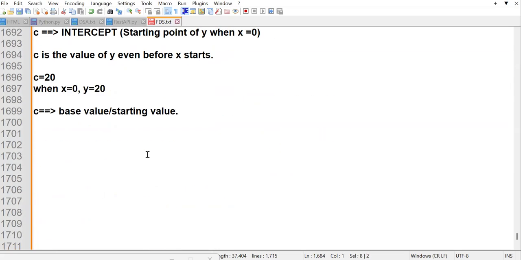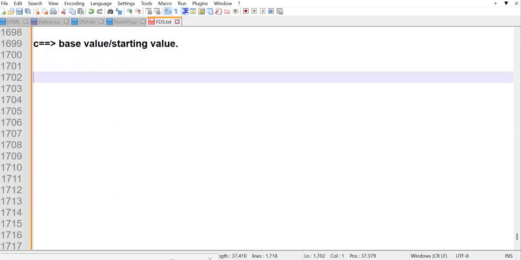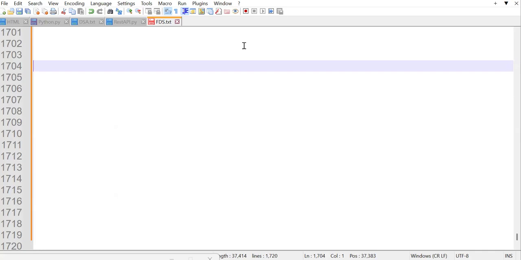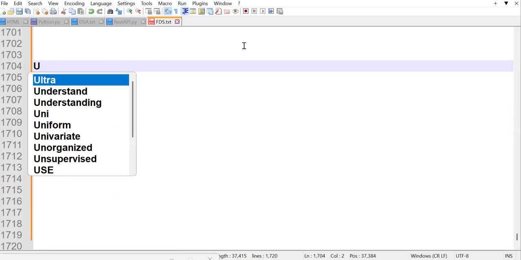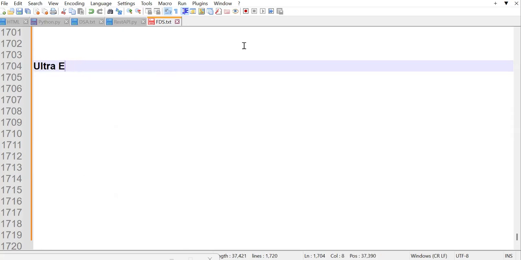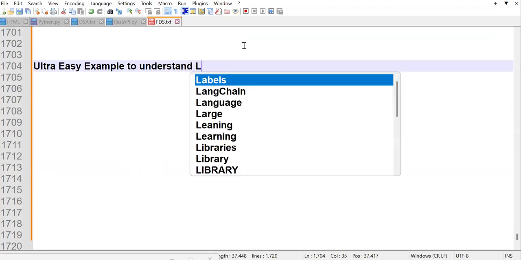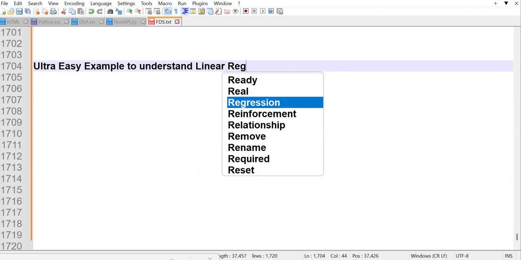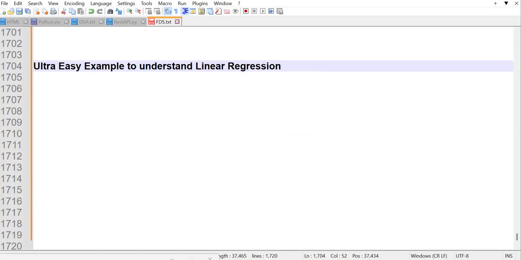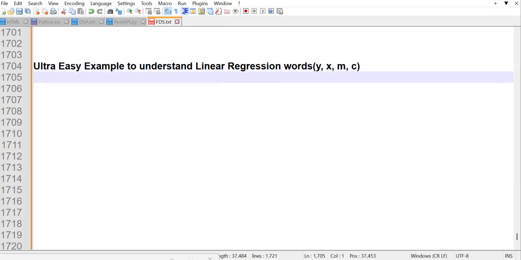Some of you who don't know the earlier maths cannot understand, but let me tell you with a very basic example so that you can easily understand it. Let's suppose I'm giving you an ultra easy example to understand linear regression, with these words: y, x, m, c. Let's try to understand all of these with an example.